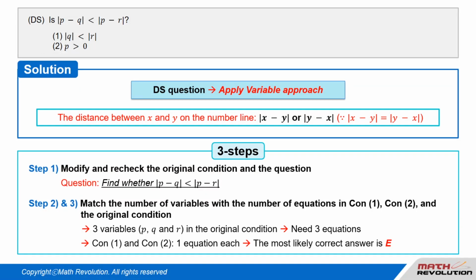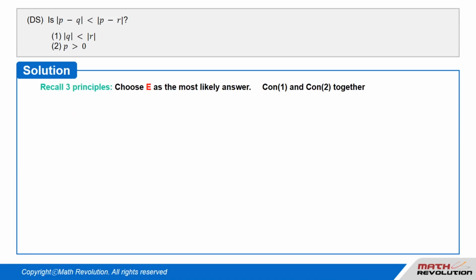From the original condition, we have 3 variables, p, q, and r. To match the number of variables with the number of equations, we need 3 equations. Since conditions 1 and 2 will provide 1 equation each, we need 1 more equation, and E would most likely be the answer. Recall 3 principles and choose E as the most likely answer.